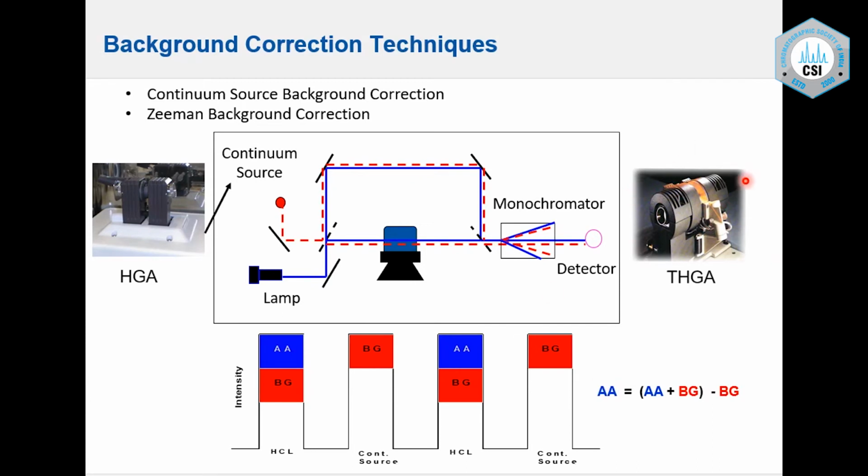For Zeeman, we use a magnetic field. With the help of the magnetic field, we are doing the splitting of the spectral lines, and then the background is measured. Here it is switching between magnet on and magnet off, so accordingly it is doing the correction, and in a similar way you get background corrected values.